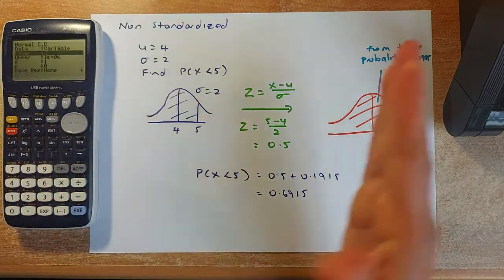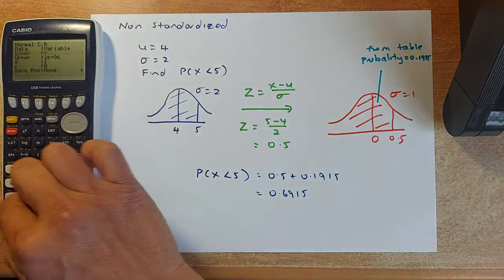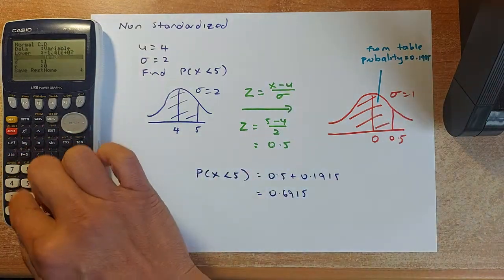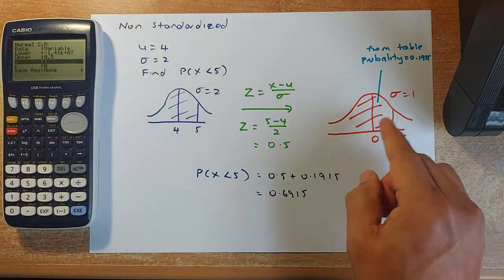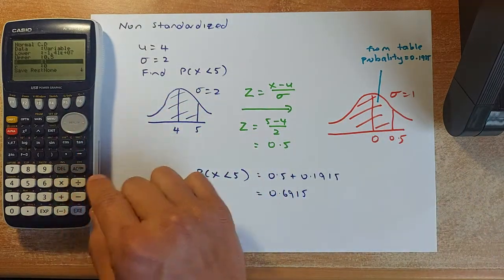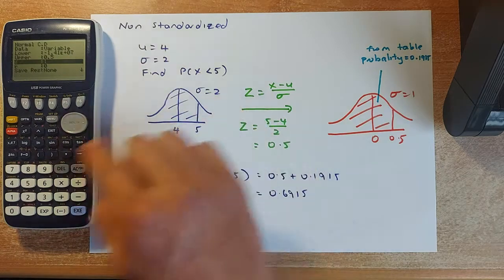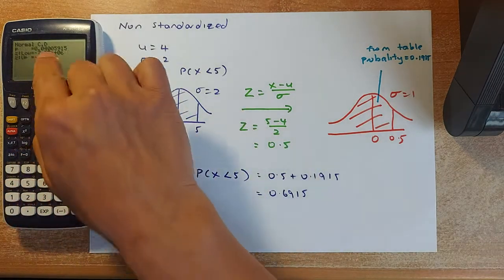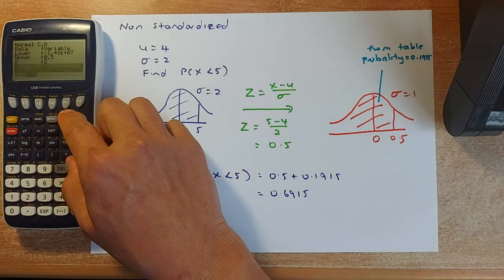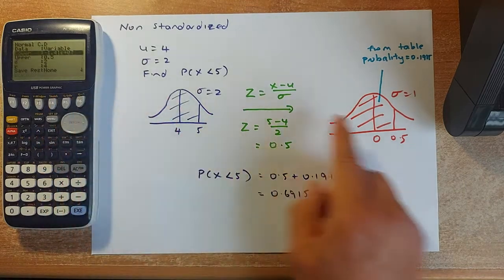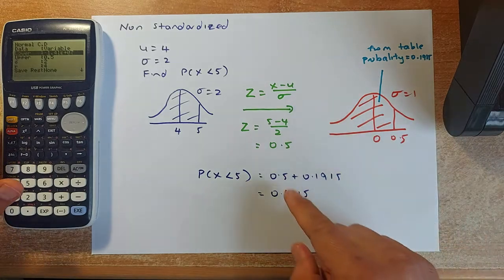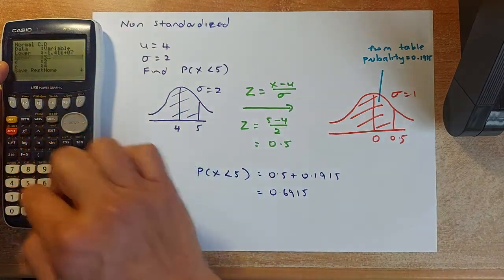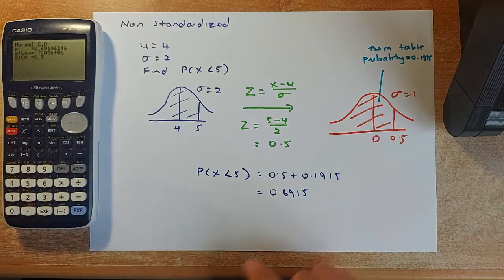So the lower is a small value, minus 14 million or whatever you can put. Upper is where it ends, which is 5, and then the mean is 4, sigma is 2. Execute, and the answer is 0.6915.